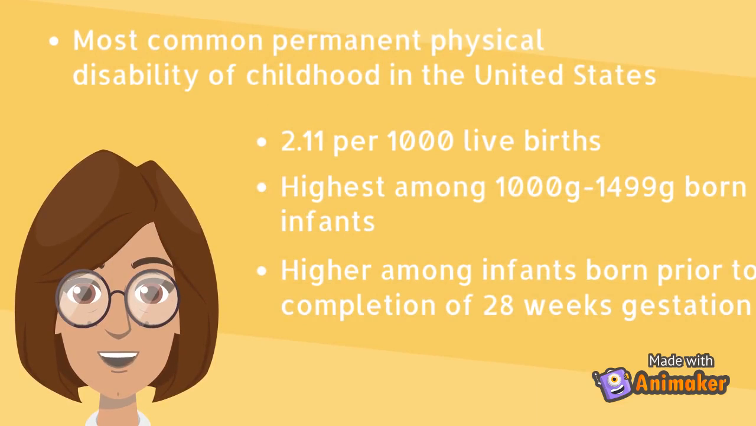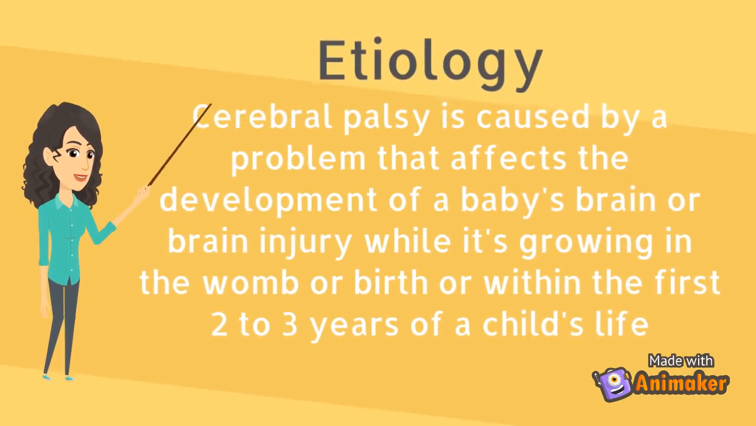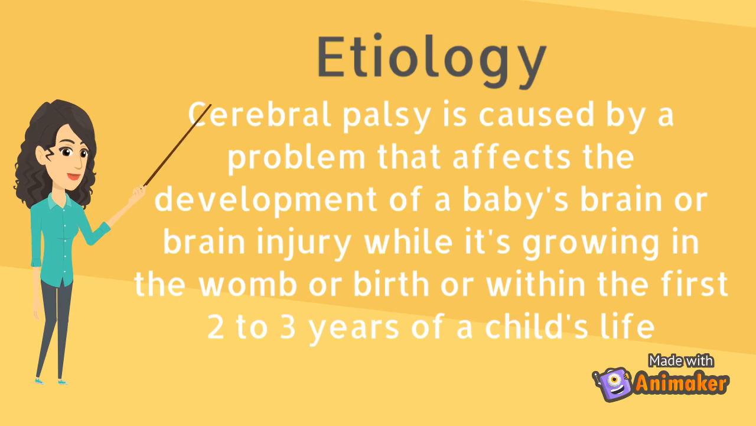One systematic review and meta-analysis indicated a prevalence of 2.11 per 1,000 live births, with the highest prevalence among infants born weighing 1,000 grams to 1,499 grams at birth. The prevalence of CP was higher among infants born prior to completion of 28 weeks gestation. Etiology: Cerebral palsy is caused by a problem that affects the development of a baby's brain or brain injury while it's growing in the womb or birth or within the first 2 to 3 years of a child's life.